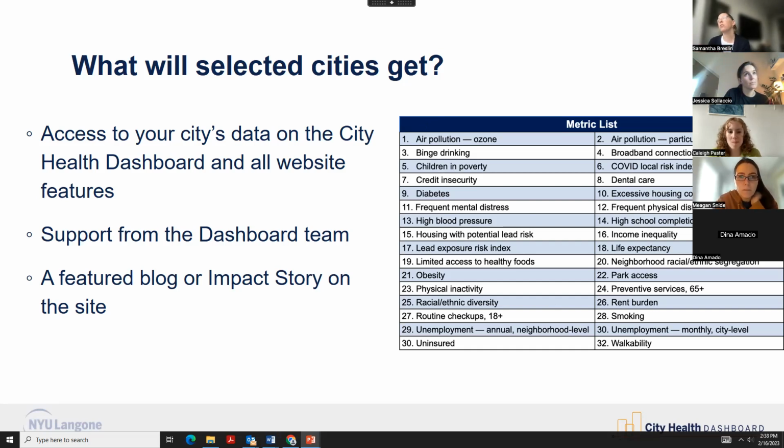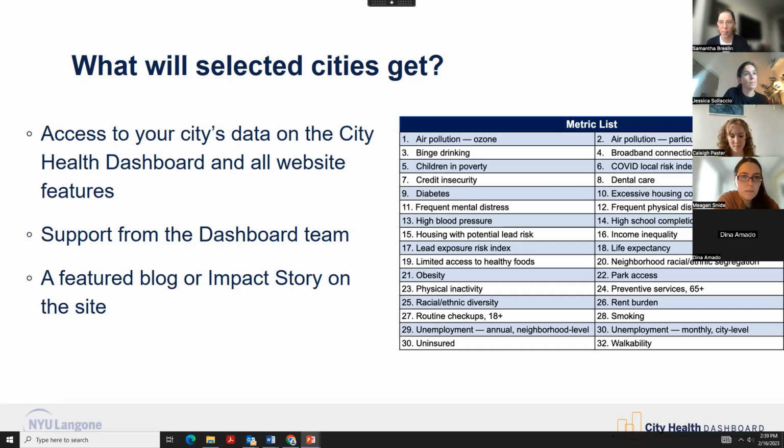And then the second thing the selected cities will get is support from the dashboard team, support from people like Callie and me, whether it's having webinars with your staff, introducing them to the dashboard, walking them through your city's data, helping you figure out how to integrate your data locally. Those are things that we are very well equipped to help support you on. And so we want to support you in those endeavors.